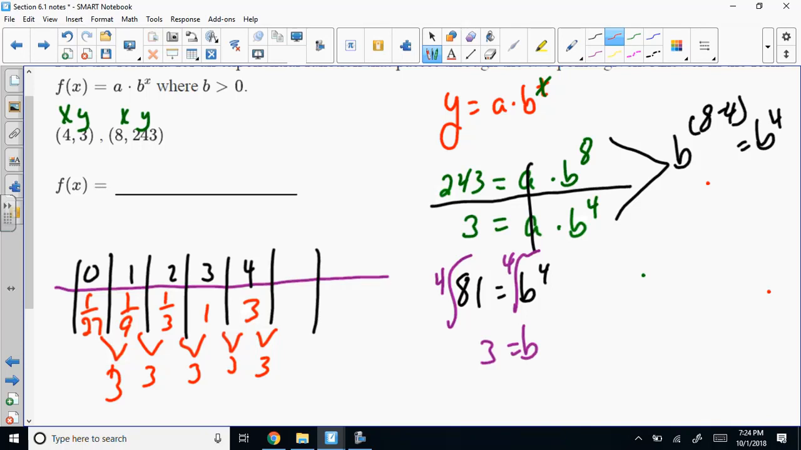Okay, so you have a constant multiplier. If you're going up, it's multiplying. If you're going down, you're dividing. Okay, you okay with that?